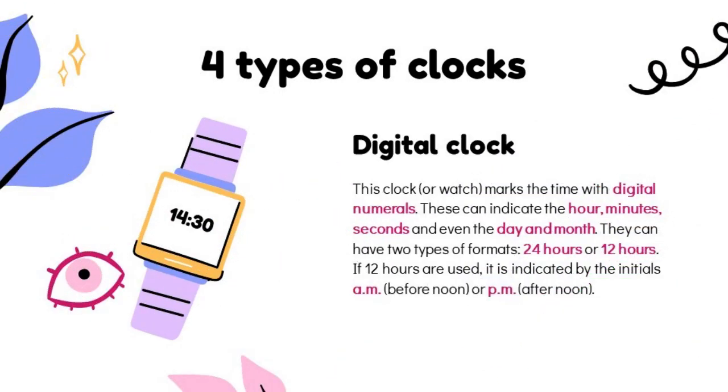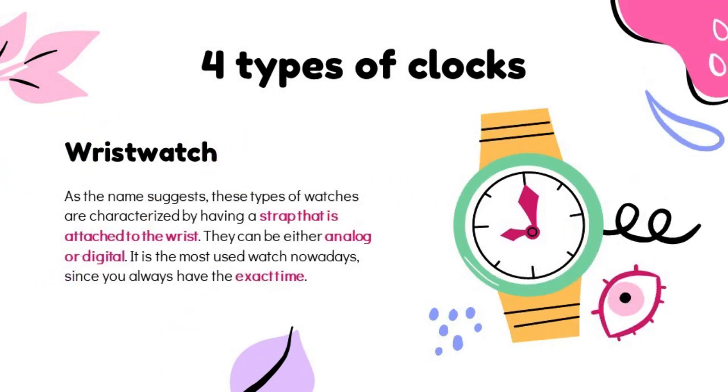2 is digital clock. This clock, or watch, marks the time with digital numerals. These can indicate the hour, minutes, seconds, and even the day and month. They can have 2 types of formats, 24 hours or 12 hours. If 12 hours are used, it is indicated by the initials AM, before noon, or PM, after noon.